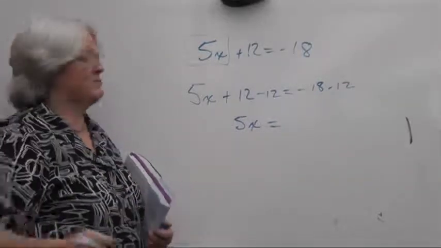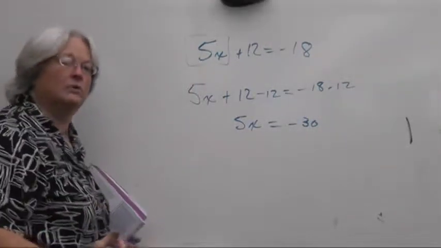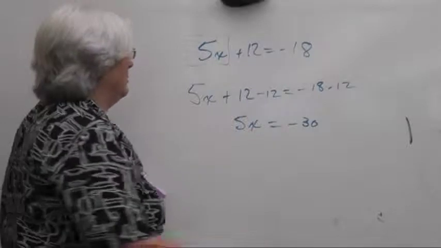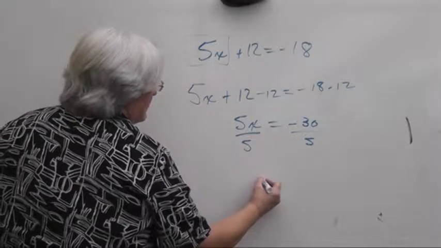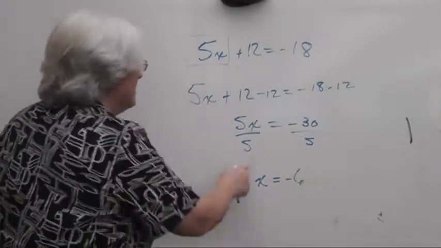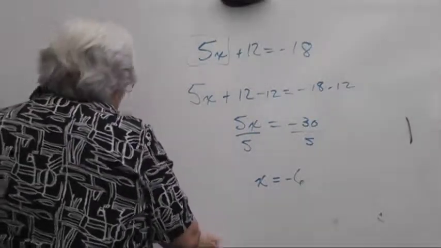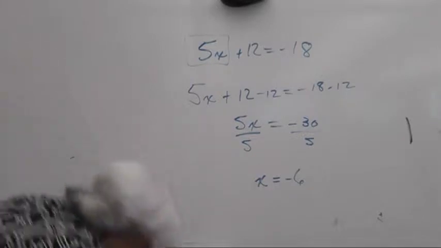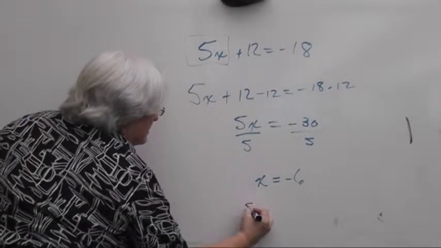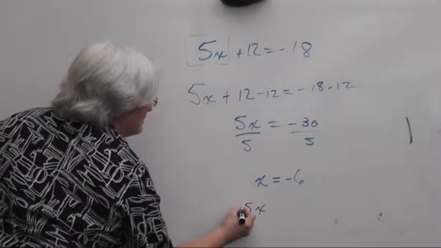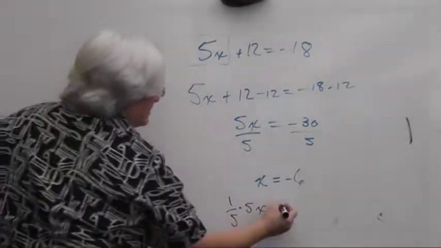You go 12 units further to the left on the number line, negative 30. We have 5x is equal to a negative 30, but we won't care about 5x. We only care about x. So one way to solve this is to divide both sides of the equation by the coefficient of the variable. The other way that you can solve this problem is by multiplying both sides of the equation by the reciprocal of the coefficient of the variable.